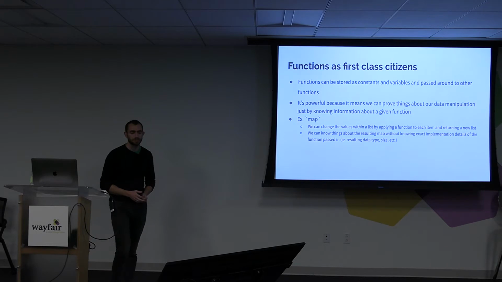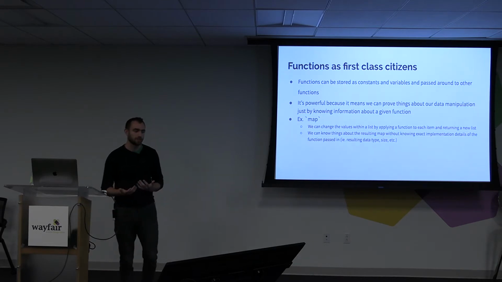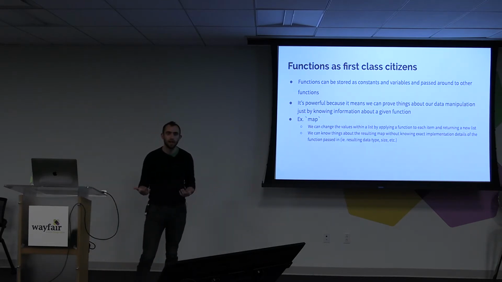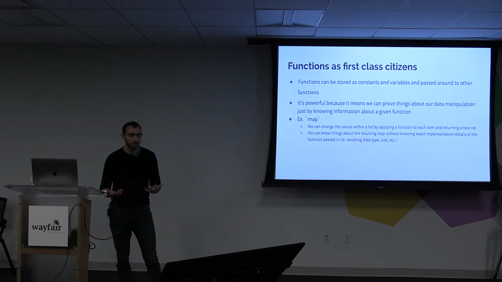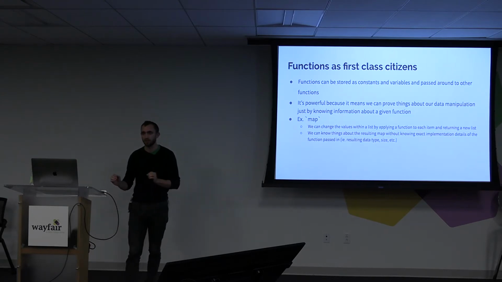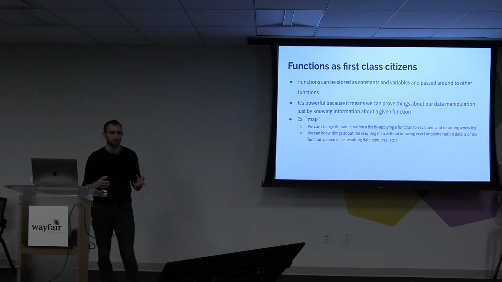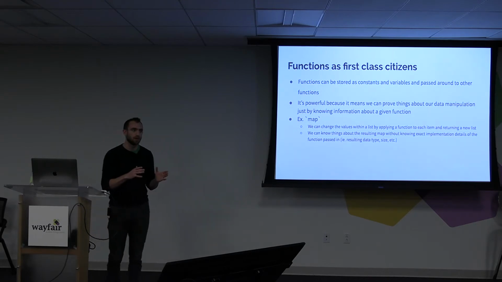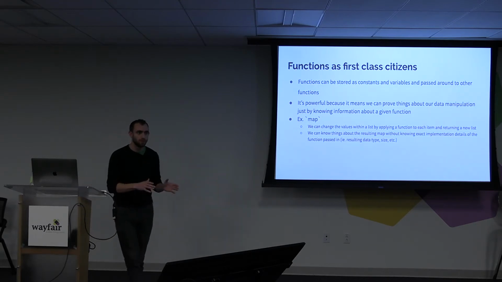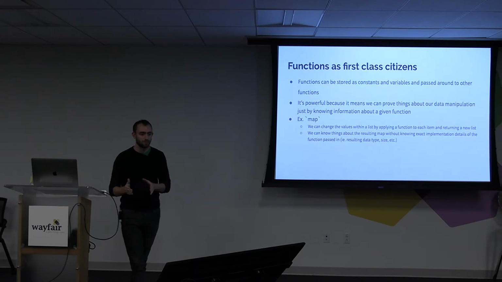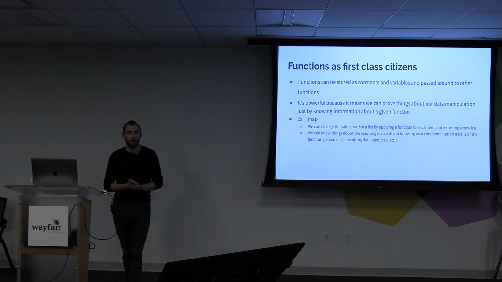The last one is functions as first-class citizens. This basically just means that functions can be stored as constants and passed around to other functions. But this is really powerful because we can start proving things about our code without actually knowing exactly what those functions do. We just need to know the contract of those functions. So we can take map as an example. And map is a really powerful tool that combines both immutability and functions as first-class citizens.